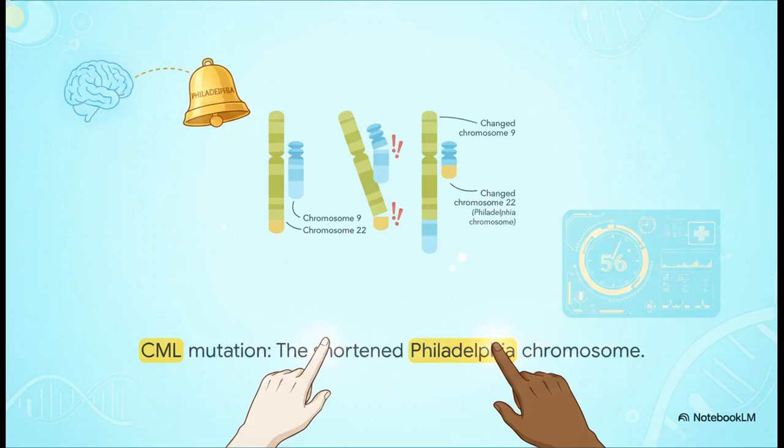CML is characterized by a very specific genetic mutation called the Philadelphia chromosome. What happens is a piece of chromosome 9 actually swaps places with a piece of chromosome 22. Want a great memory trick for this? Just think Philly cheesesteak. The C and M in cheese and meat can remind you of CML. It's a bit silly, but it works. If you see the words Philadelphia chromosome, immediately link it to CML.